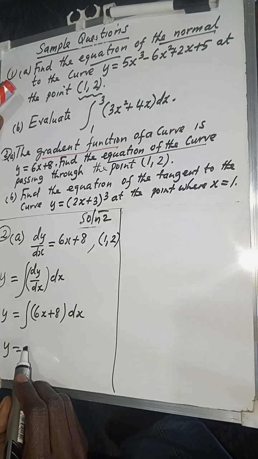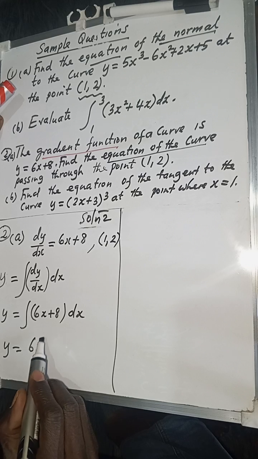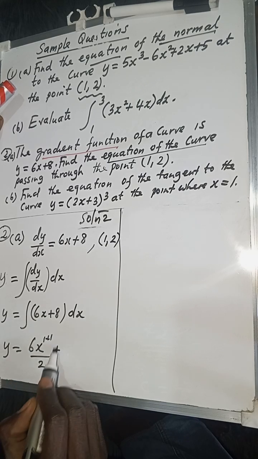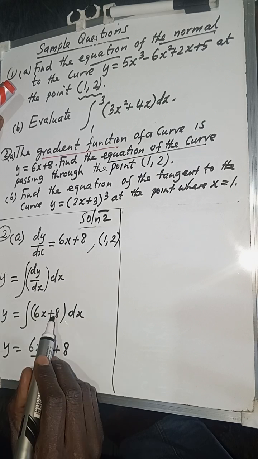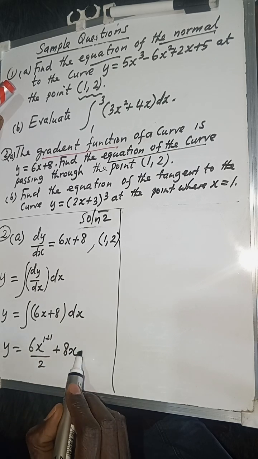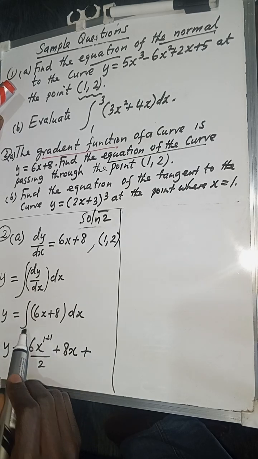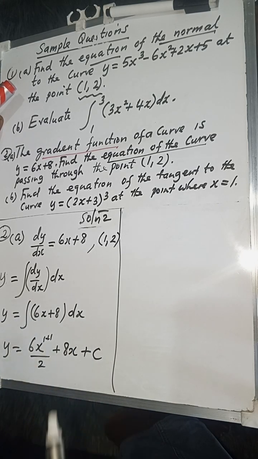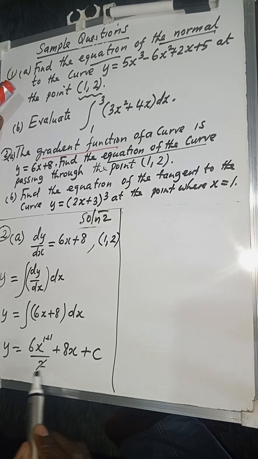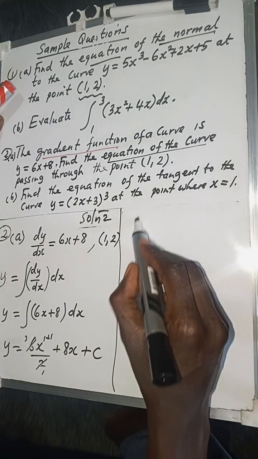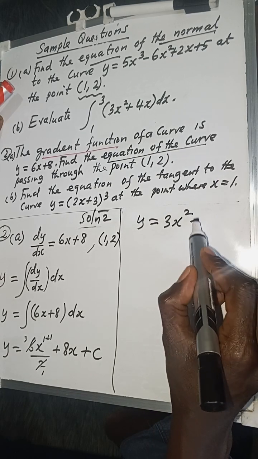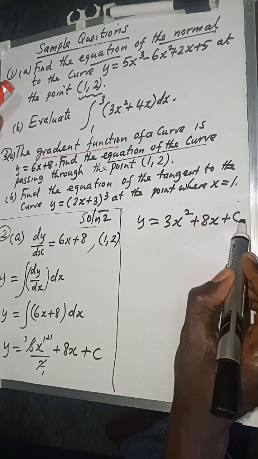So remember, it will be 6x to the power 2, that is plus 1, divided by the new power, which is 2, plus 8. When you have a number, you just give a number and a letter, so it will be 8x. But remember, because you don't have the upper and the lower limit, you need to put the arbitrary constant. We can now reduce 6 by 2, which gives a 3. So it will be y is equal to 3x raised to the power 2 plus 8x plus c.